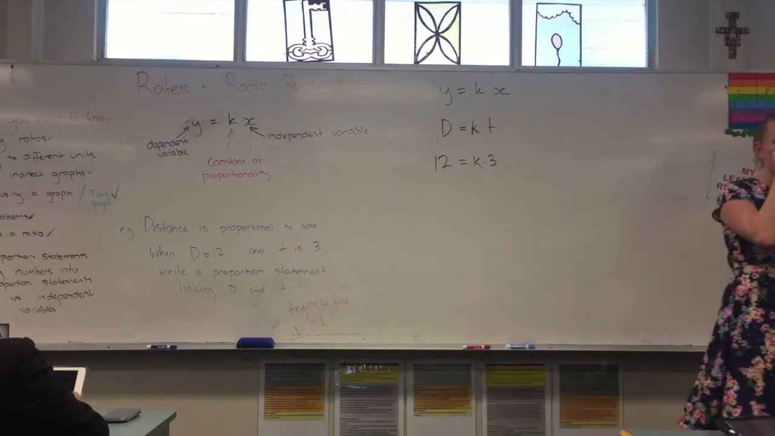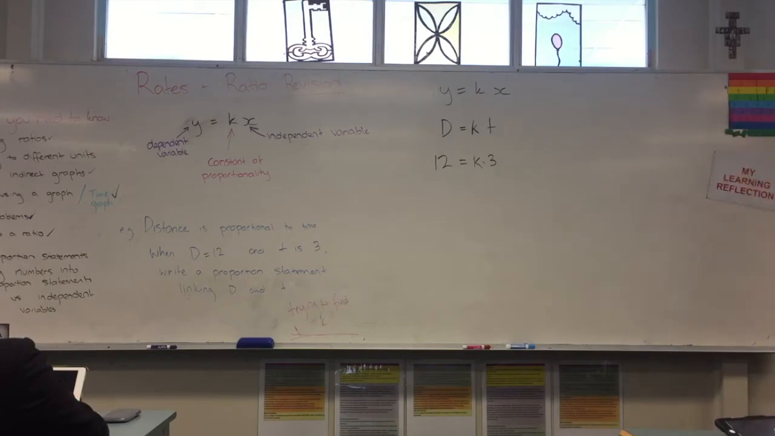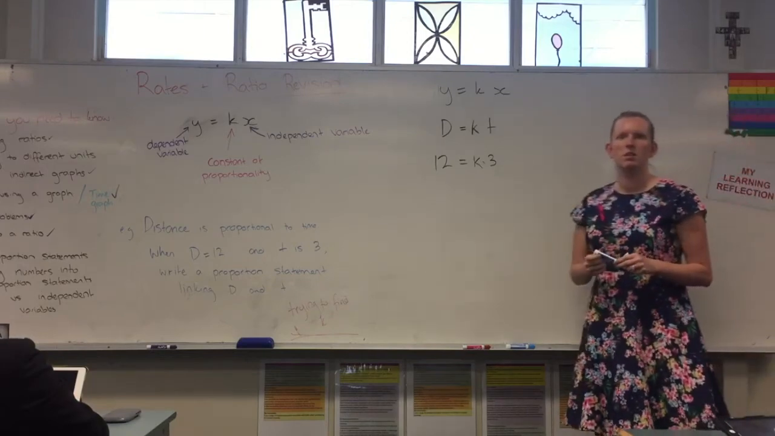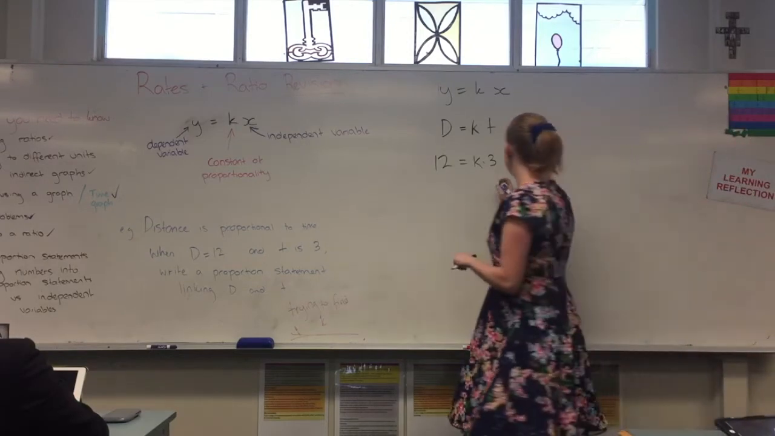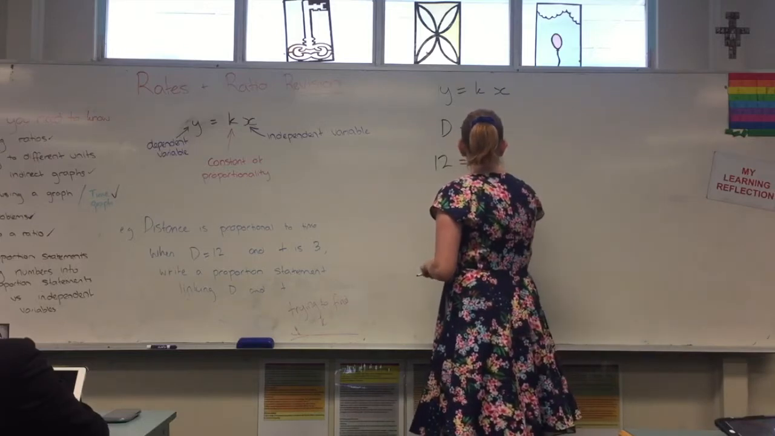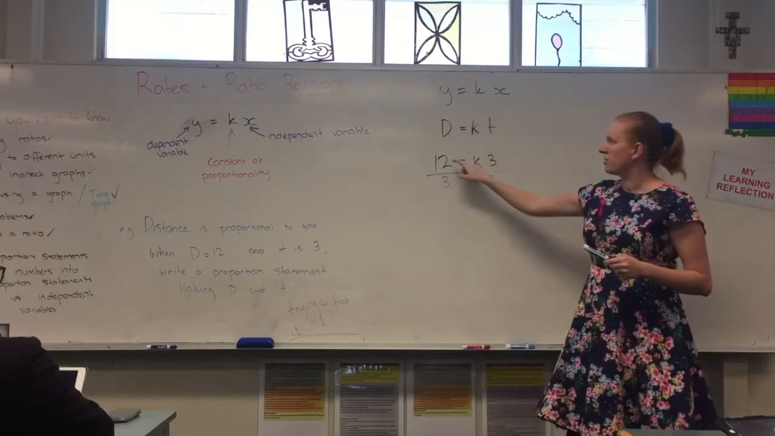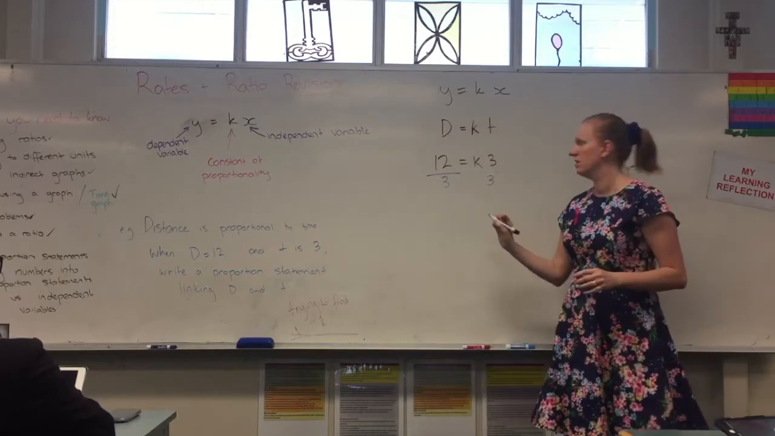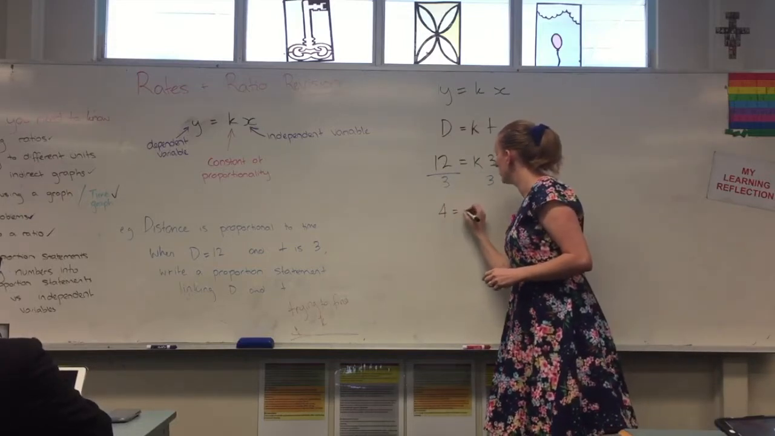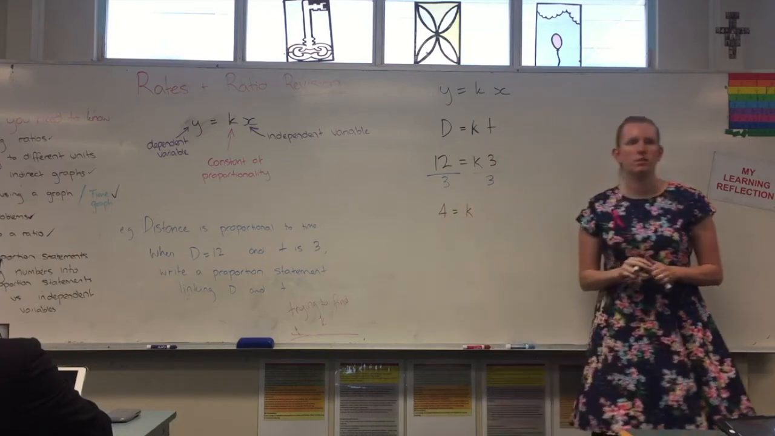Now it's an equation. How do I move the 3 to the other side? Yeah, great. I'm going to divide by 3. Divide by 3. How many 3's fit into 12? 4. So k is equal to 4.